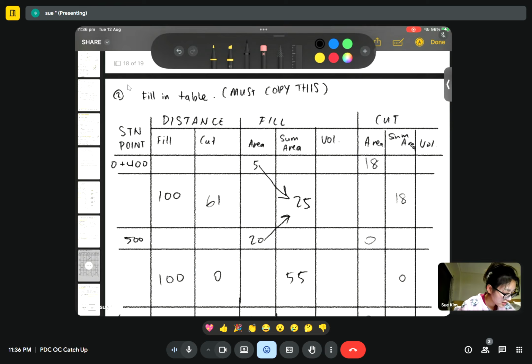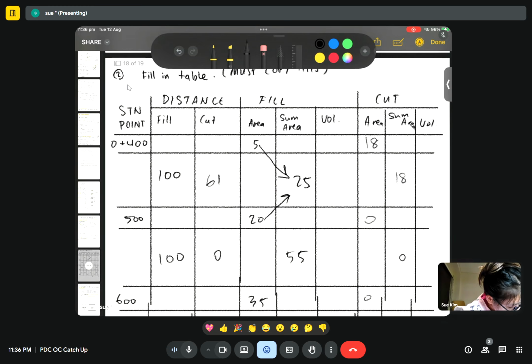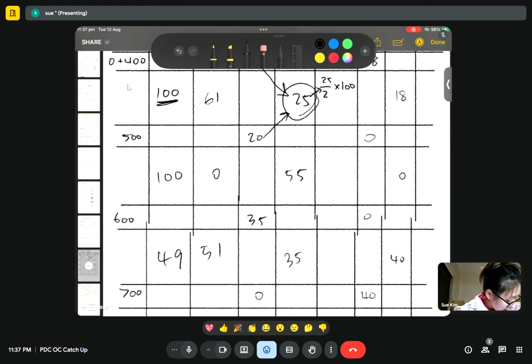So what that means is, firstly I'm going to take this double area, which is 25, divided by 2, and then multiply it by the fill distance. Since this is the fill column, I'm going to take the fill distance here, so I'm going to multiply it by 100. Okay, and then same thing here, I take the 55, divide it by 2, and then multiply it by the fill distance, like so.